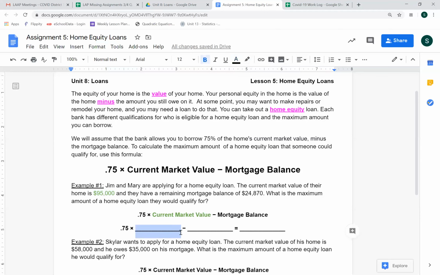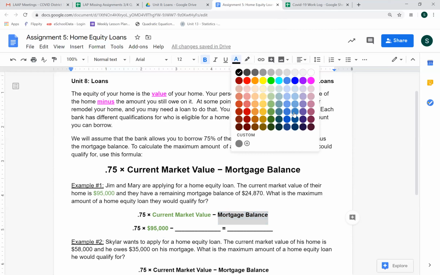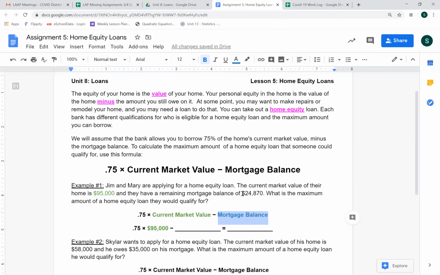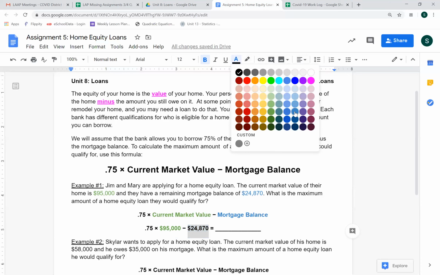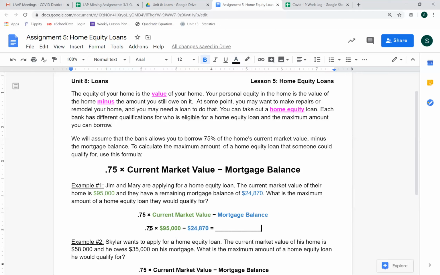So that's the amount I'm going to put there: 0.75 times $95,000 for their current market value. And I need to subtract any remaining mortgage balance that they have. In this case, their remaining mortgage balance, the amount they still have to pay on their house, is $24,870. So that's the amount that I subtract. All we did was 0.75 times the current market value minus the mortgage balance.